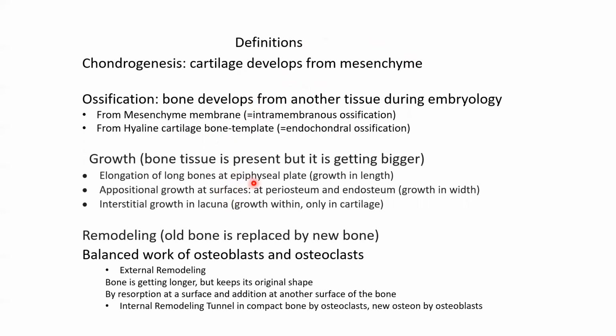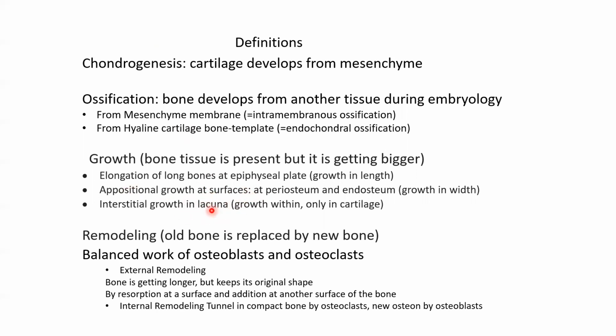Now the bone is growing. Elongation is going to happen at the epiphyseal plate. Appositional growth, meaning you add another layer, is always at the surface. Why? Because that's where the osteoblasts and osteoclasts are. Right? It's always you add another layer, either at the periosteum or you add another layer at the endosteum, and at the surface of the trabecula, for example.